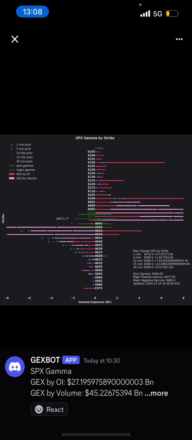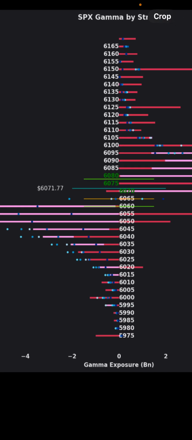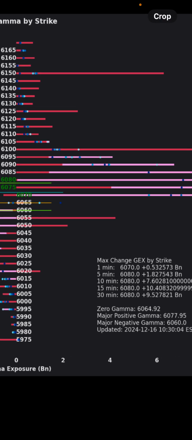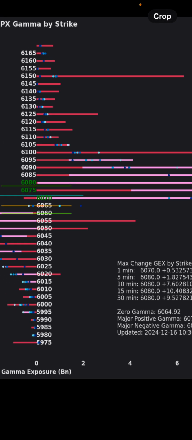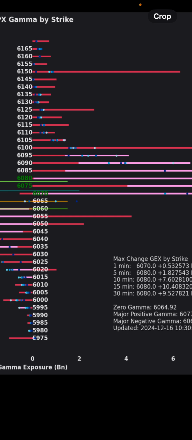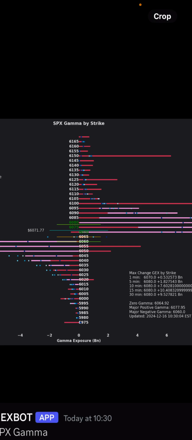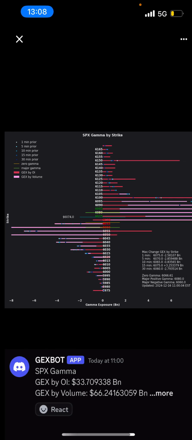Here we are at 10:30. You're seeing even more pink dots showing up to the left of these bars, but we do have now $8 billion in exposure of the 60/60s, but a lot more above, okay? So you've got $8 billion in exposure from 60/70 all the way up to 60.85. So still a little bit more of a bullish bias on the day.